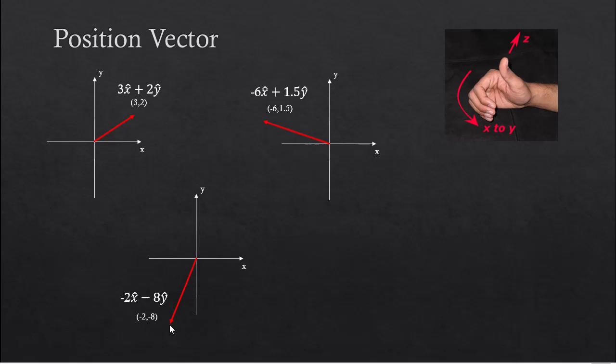Here is another position vector where the coordinate of this point is -2, -8, and the position vector of this point is -2x minus 8y. The coordinate of the next point is 2, -8. The position vector is 2x minus 8y.